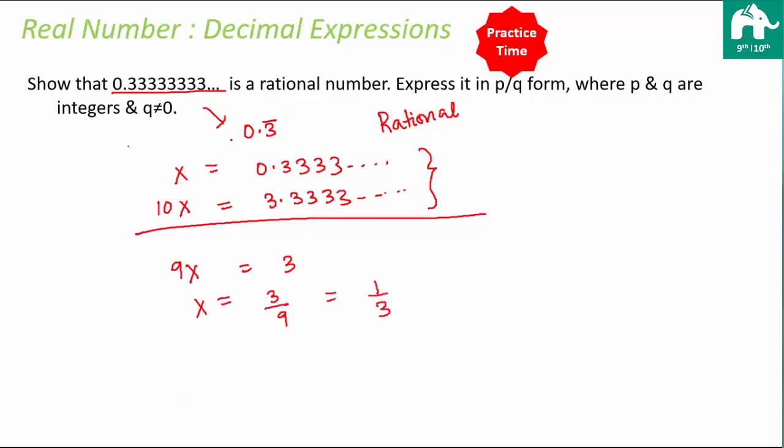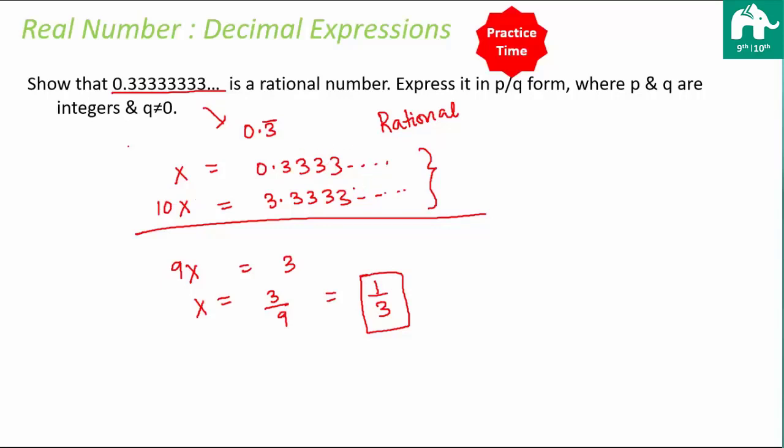And what is x? X is basically 0.3 bar. So in terms of p by q, we have already written it. It was simple, isn't it? So now if I ask you, why did I multiply it by 10? Can you answer? Of course, because the moment I multiplied it by 10, what happened?